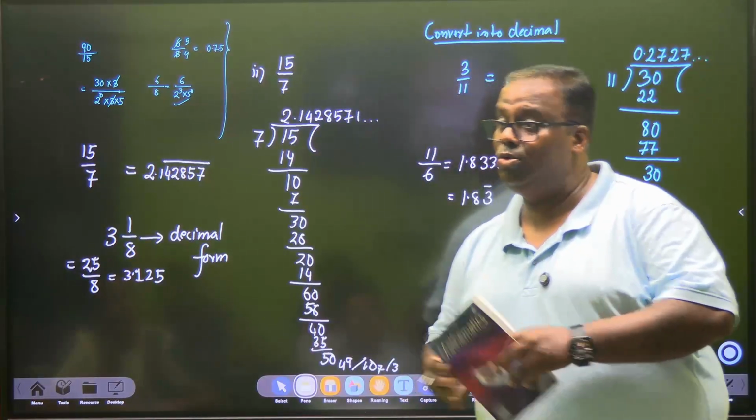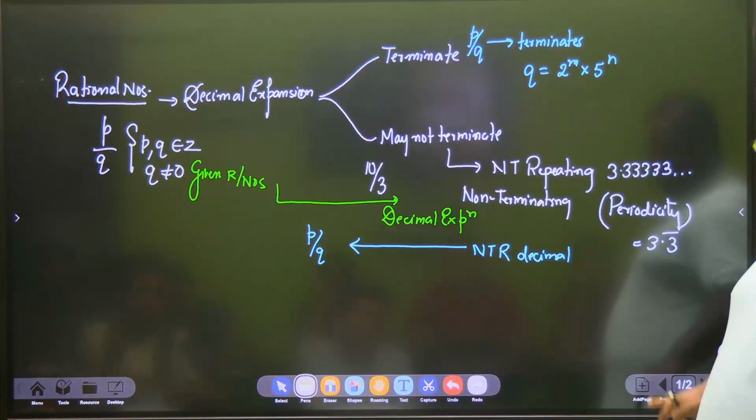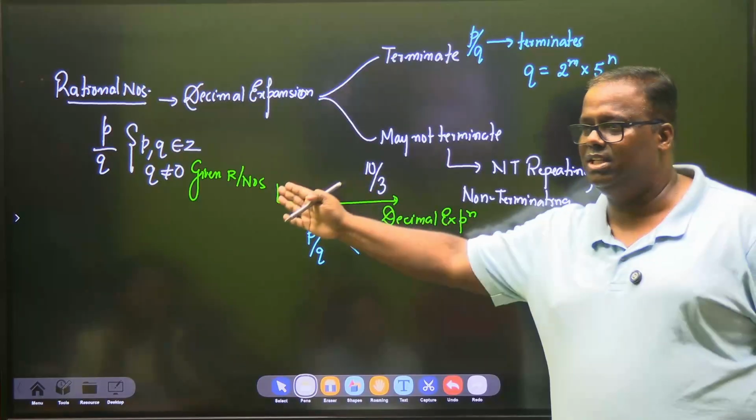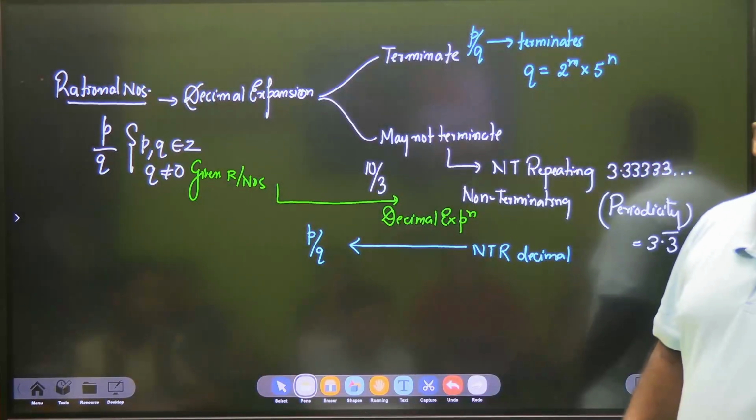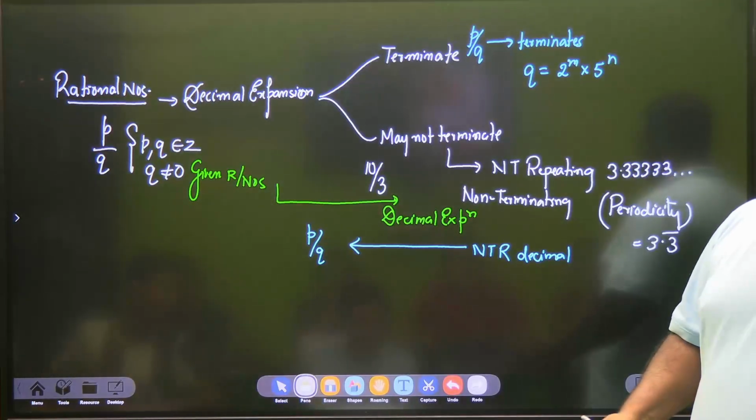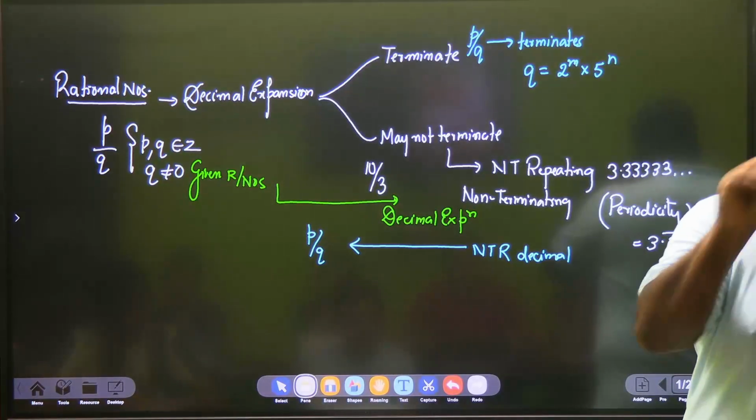Fine. So shall we go to the other one? What did we study so far, children? We have studied this one. This one is very easy. The green one is easy. Now we'll do the blue one. We'll be given a bar number and we have to convert it into a rational number, because it has to be a rational number. That's why you got a bar.